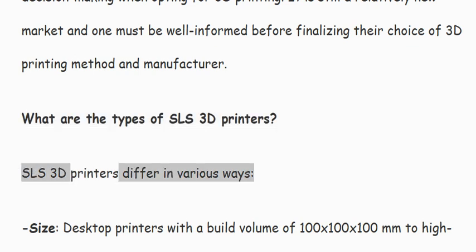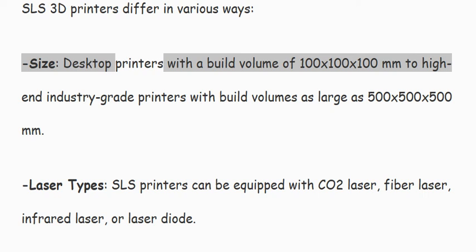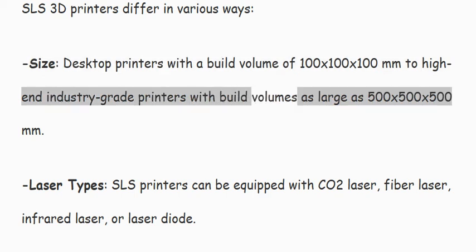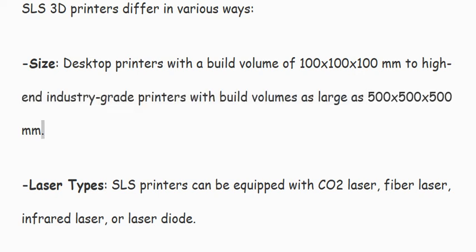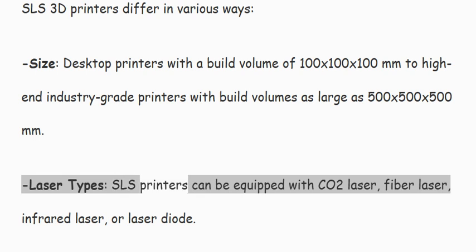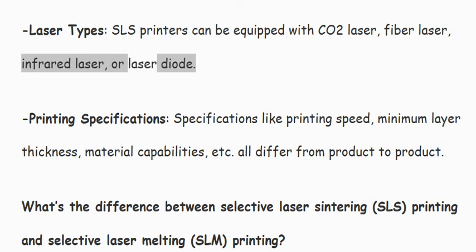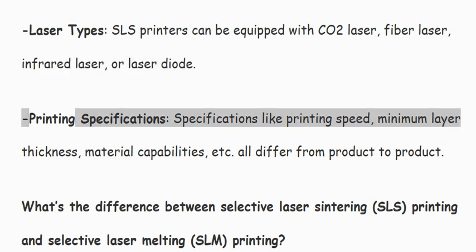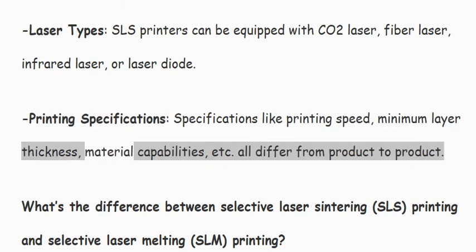SLS 3D printers differ in various ways. Size: desktop printers with a build volume of 100x100x100 mm to high-end industry-grade printers with build volumes as large as 500x500x500 mm. Laser types: SLS printers can be equipped with CO2 laser, fiber laser, infrared laser, or laser diode. Printing specifications: specifications like printing speed, minimum layer thickness, material capabilities, etc. all differ from product to product.